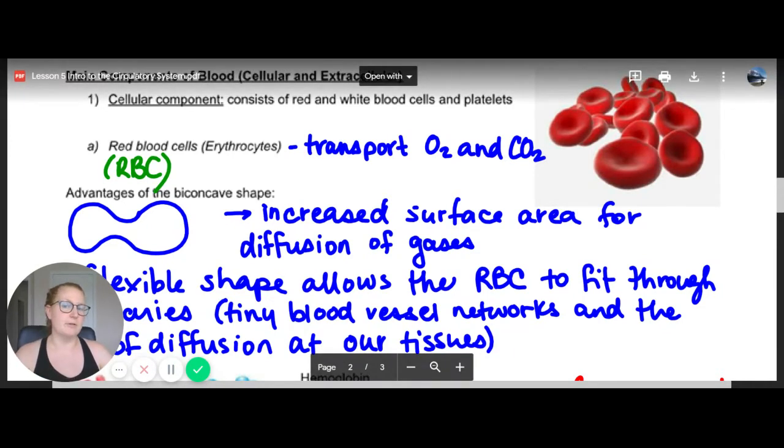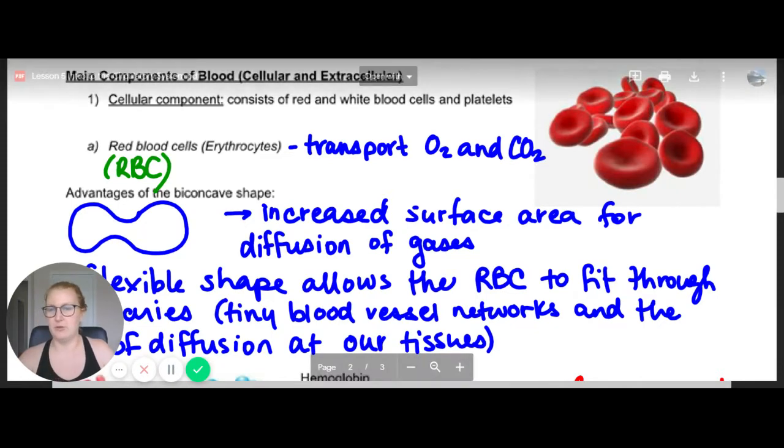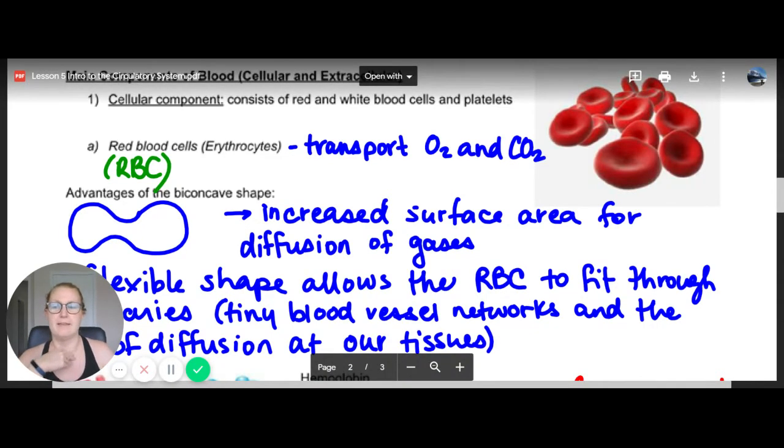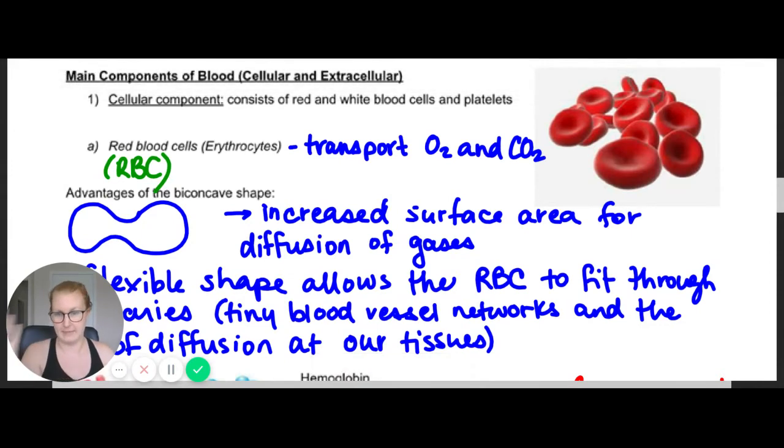So red blood cells are also called erythrocytes, and you'll see me short form it quite often as RBC, red blood cell, but they have a very specific shape. So it looks sort of like it bends in the middle. It looks almost like a peanut shape. We call this, the technical term is a biconcave disc or a biconcave shape.